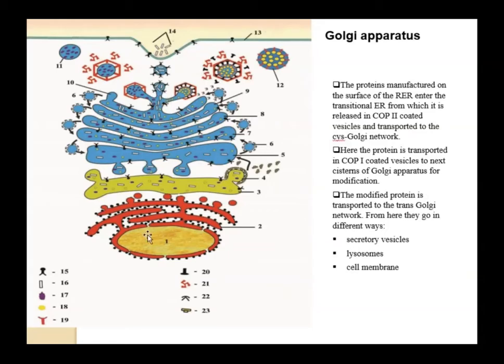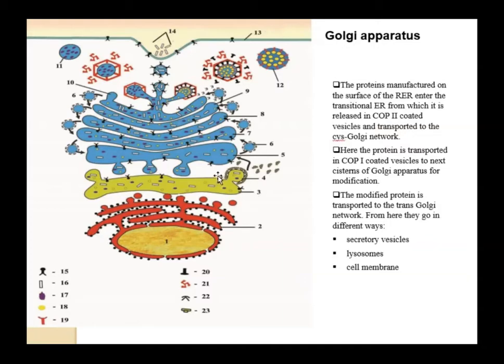Proteins that leave the transitional endoplasmic reticulum, here they came from the endoplasmic reticulum, and they have to go to the Golgi complex. How will they go there? So the proteins leave the transitional endoplasmic reticulum.